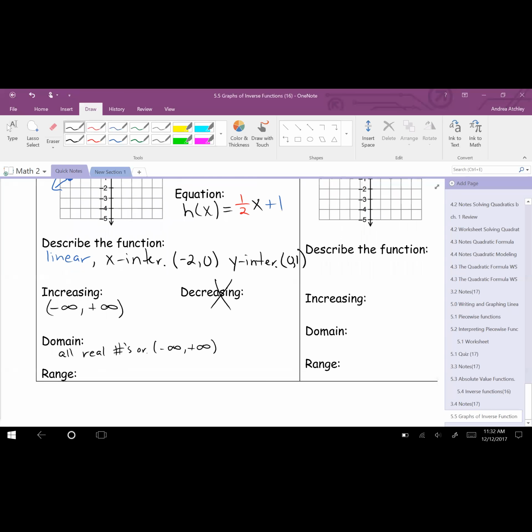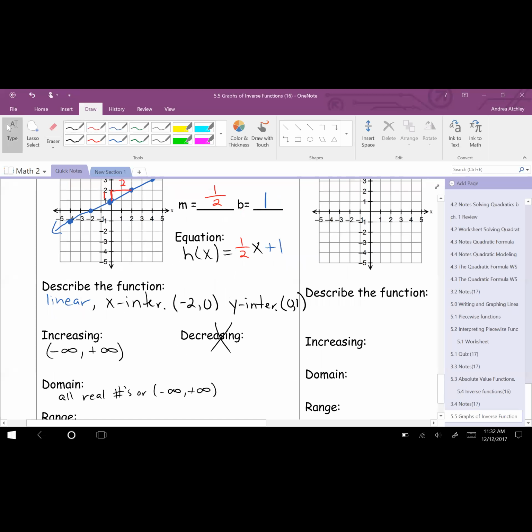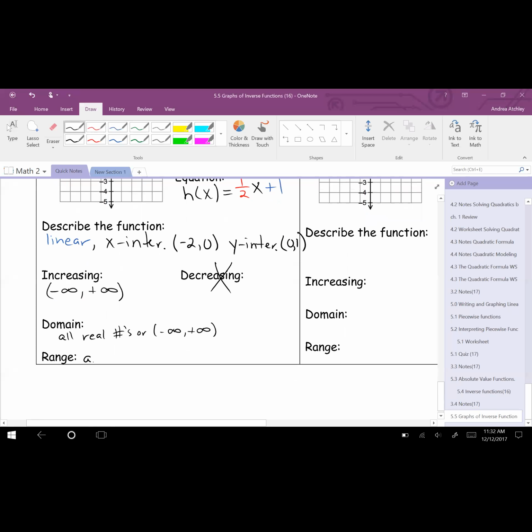Then Celeste, how far up and down, the range? How far up and down will I go? Yep. So it's all real numbers, or -infinity to positive infinity. Any questions over that?